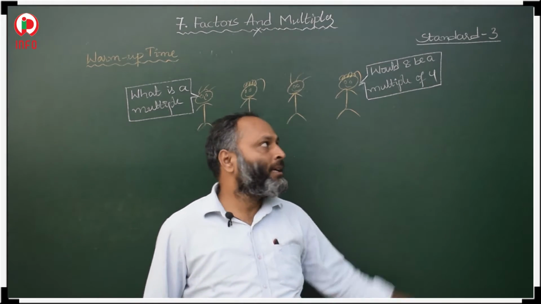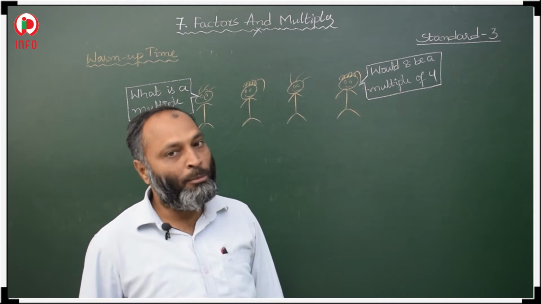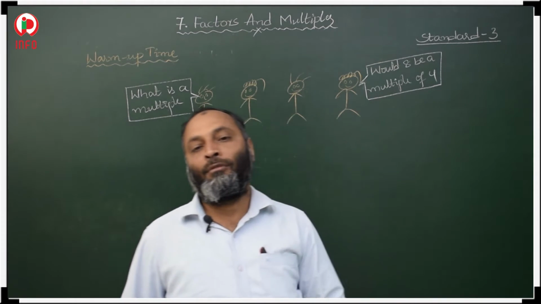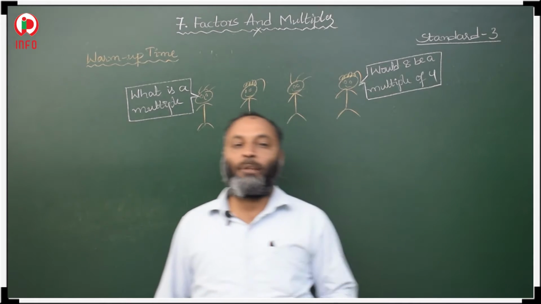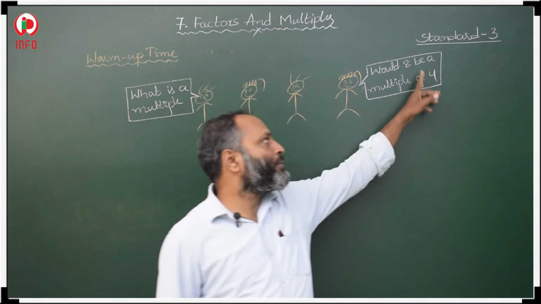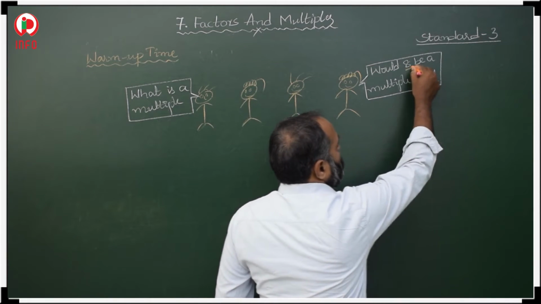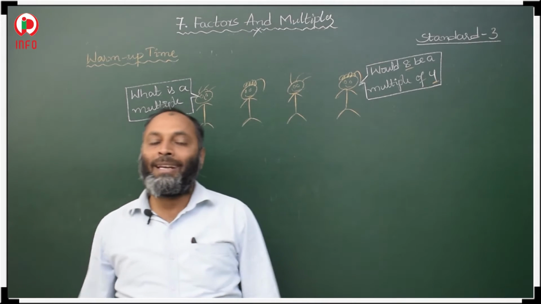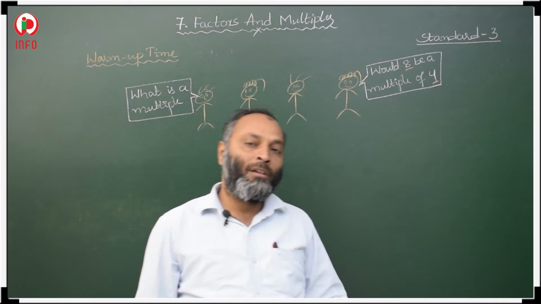Yes, exactly. 8 is a multiple of 4. How is 8 a multiple of 4? If we read the 4 table, 4 1s are 4, 4 2s are 8. Here in the 4 table, 8 will come. 4 2s are 8. No doubt, 8 is a multiple of 4.